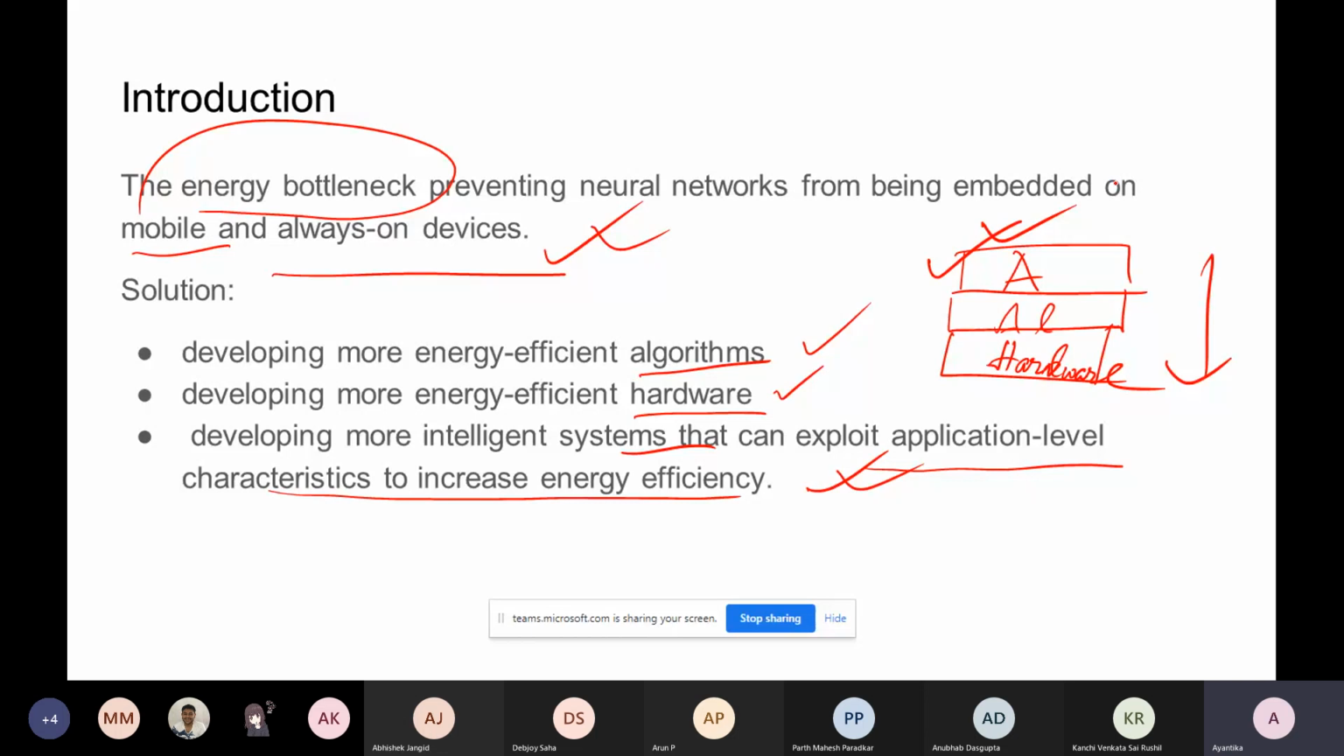Whatever solution we discuss today, this cascading technique, may not be suitable for all types of ML applications or all ML solutions when you are going for embedded ML. But we are talking about a few specific types of applications and how their specific characteristics can be exploited to make them more energy efficient. Okay.